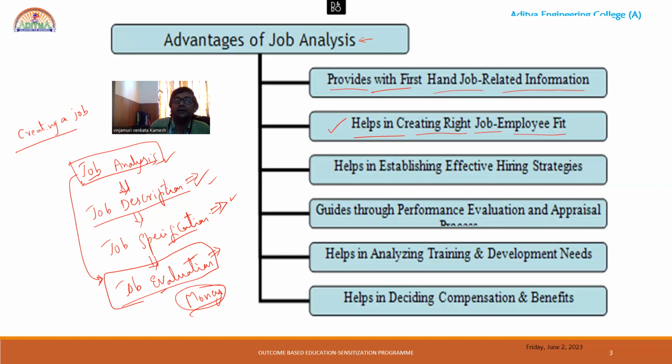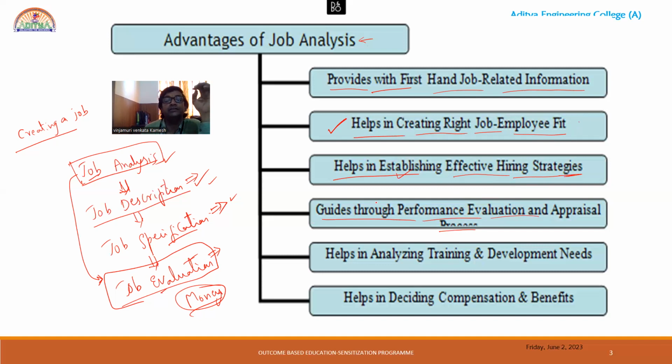This is a very, very difficult task for any organization. A right job means combining the common theme activities. Whether you have done the combination of the activities in a good way or a moderate way or a normal way, we don't know anything. So this is a dream for any company. And it helps in establishing effective hiring strategies. Hiring strategies means getting the people from the colleges or the general public. So, effective hiring strategies.